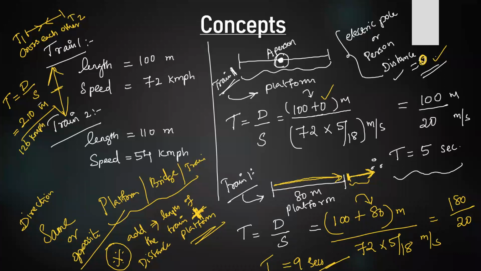Yes, both train lengths, right? They are going to cross each other, so you need to add the train lengths. So 100 plus 110, so 210 meter. Similarly, speeds are in opposite direction, right? So you need to add them. If you add, you will get 126 kilometer per hour. Yes, Charan, good. Convert kilometer per hour to meter per second, then divide it.